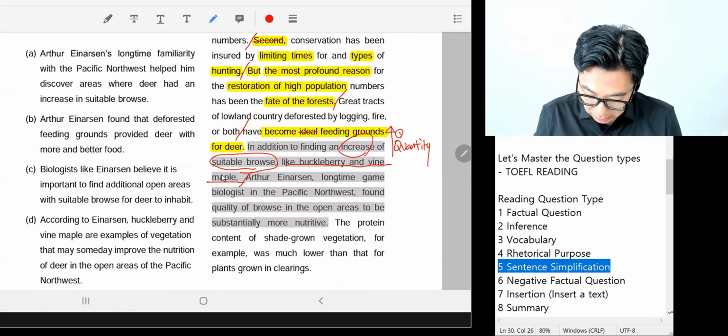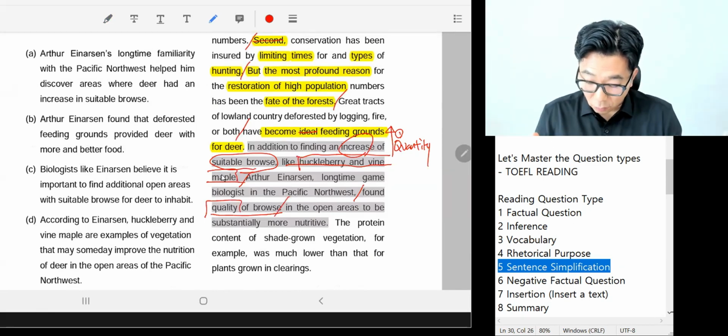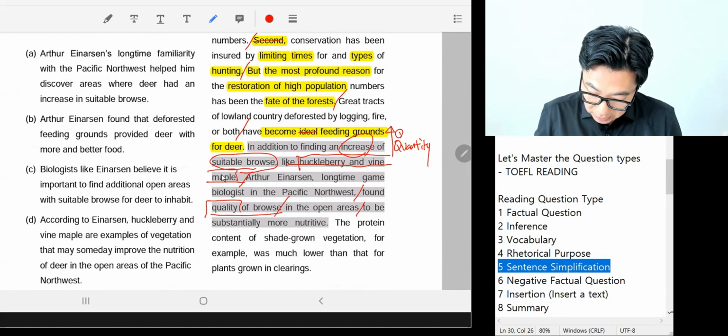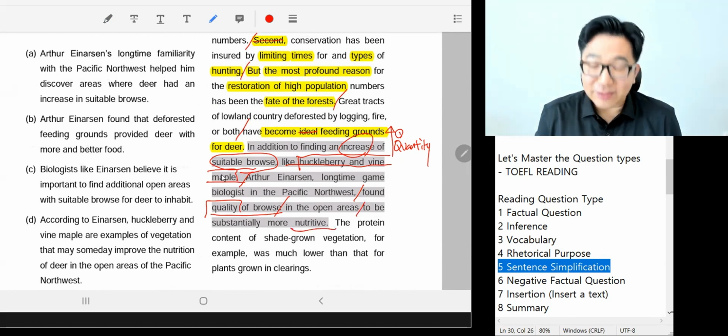Arthur Norson, longtime game biologist in the Pacific Northwest, found quality of browse. So browse, these things, their food source. For example, huckleberry and vine maple, plants on the ground. He found quality of browse, food quality, in the open areas, not forest, to be substantially more nutritive.